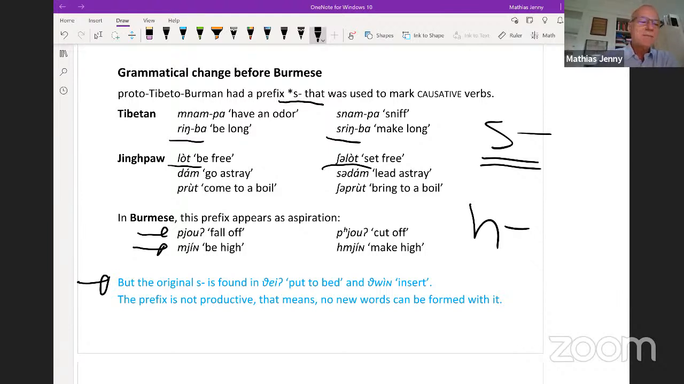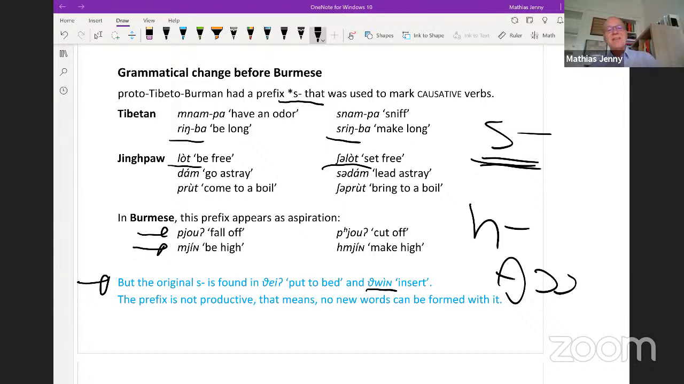The original S is still seen in two words that I've noticed in Burmese, namely te, put to bed, make a child sleep, from eite, and twin, to put in, insert, from wine. Twin also comes with a change of tone that happens sometimes with the causatives. We saw that this Burmese ta sound goes back to an original S. So this is where we still have this original Tibeto-Burman prefix S.